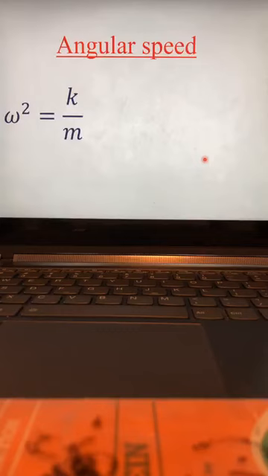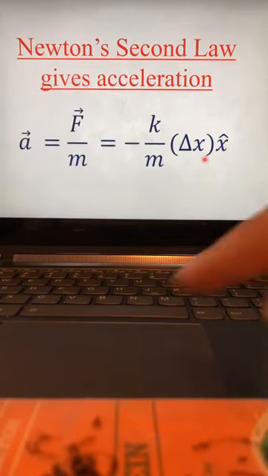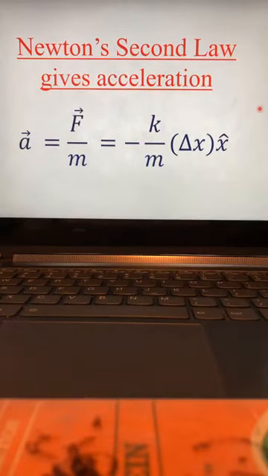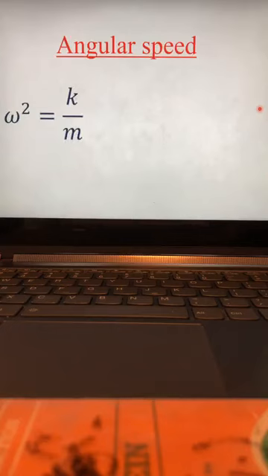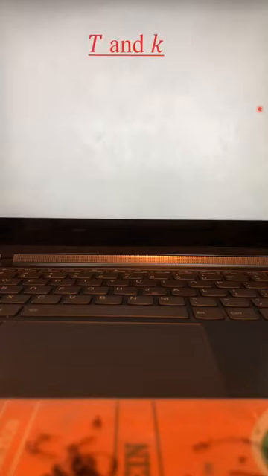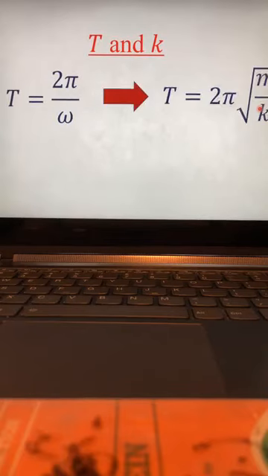And the square of the angular speed is given by k over m. So basically this k over m is nothing but the square of the angular speed, right? We can simplify mathematically. If you take the square root on both sides, omega is equal to the square root of k over m. So we can go slightly beyond and find the relation between time period and k, right?